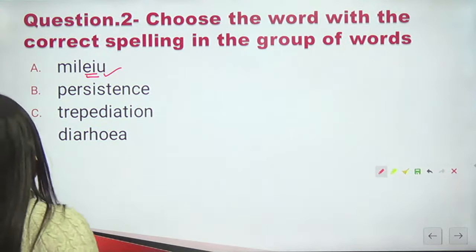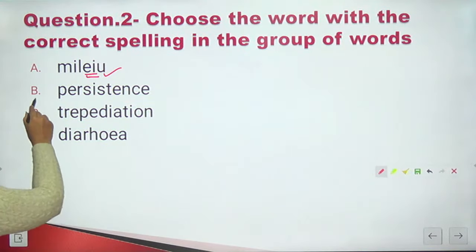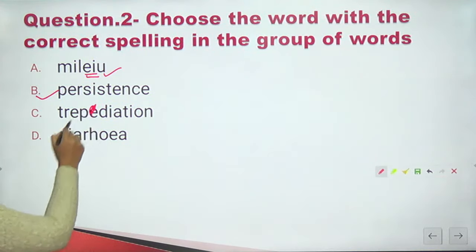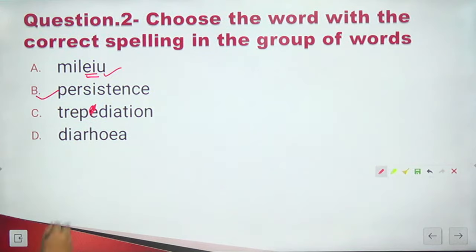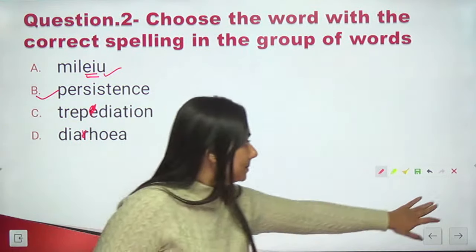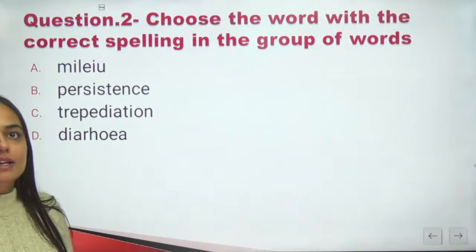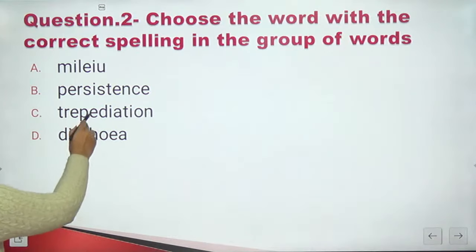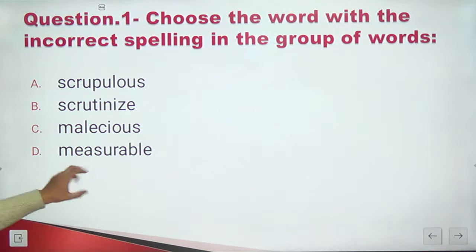So here the right word is persistence. Persistence is the only correct spelling. So this is trepidation and this is diarrhea where you have to use double R. So the only word with correct spelling is persistence. And in this one you have to add an I here.